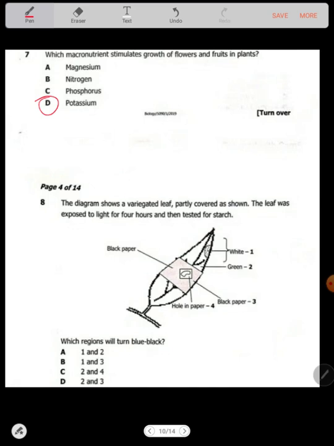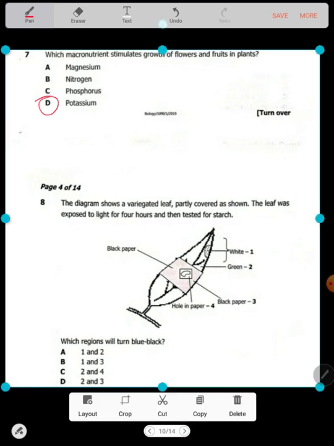The diagram shows a variegated leaf, partly covered as shown. The leaf was exposed to light for 4 hours and then tested for starch. Which regions will turn blue-black? Now know that blue-black shows that starch is available. Now when we look at 1 and 2, 1 is white, but 2 is green. Now here's the hole. That means light is passing through. It's not touching any part. So light is passing through there.